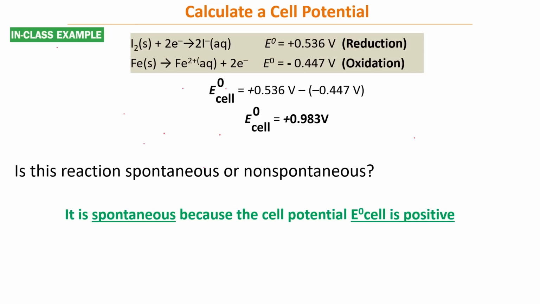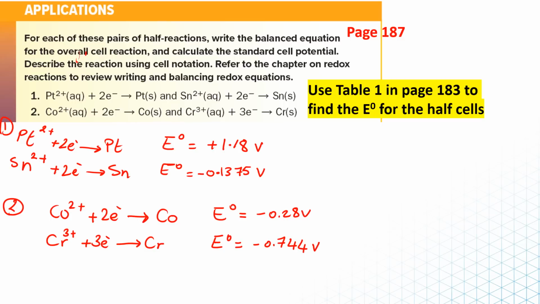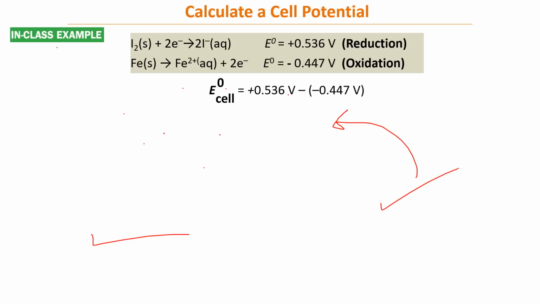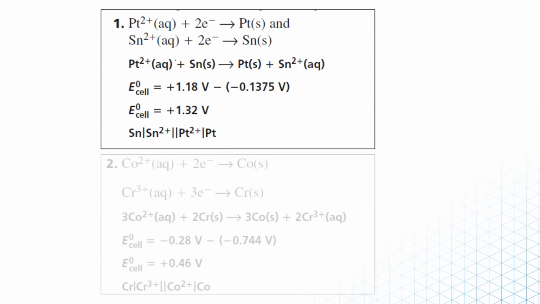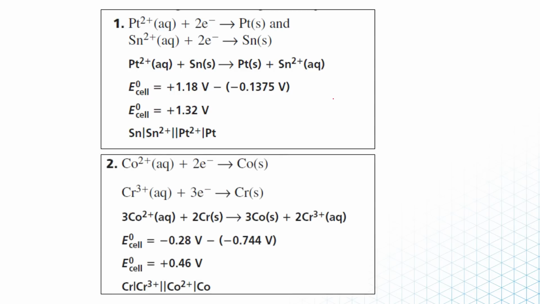So is the reaction spontaneous or not? The reaction is spontaneous because E naught of the cell is positive. Now, for the rest of the slides, you have some problems similar to this one that we just solved now. So what you can do is use these values and try to answer questions 1 and 2. So this will be used in 1, and these equations will be used in 2. And then after solving them, you can check your solutions here, and make sure you got the correct answer.